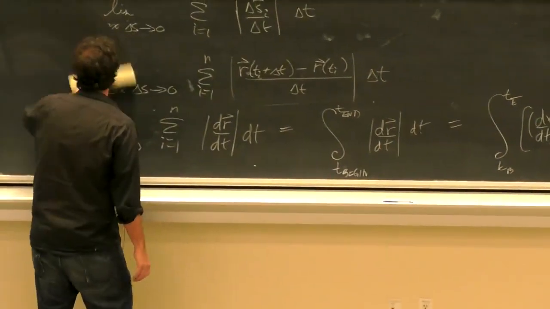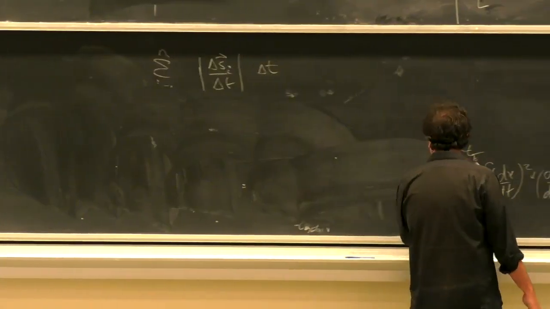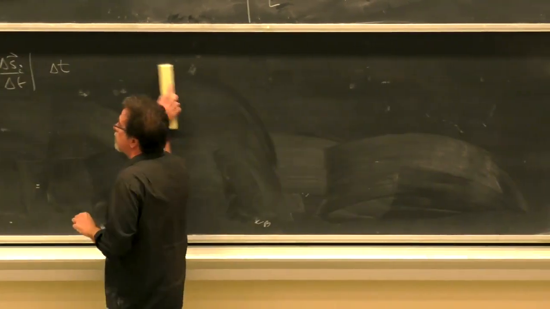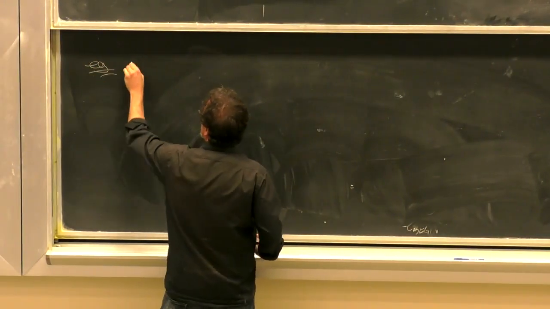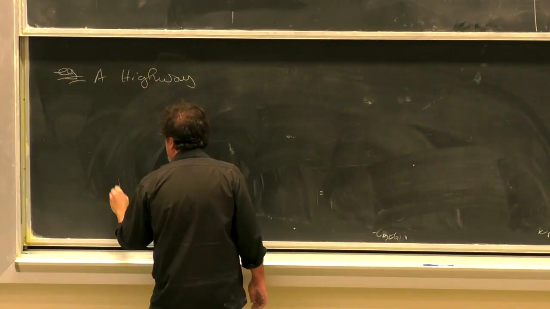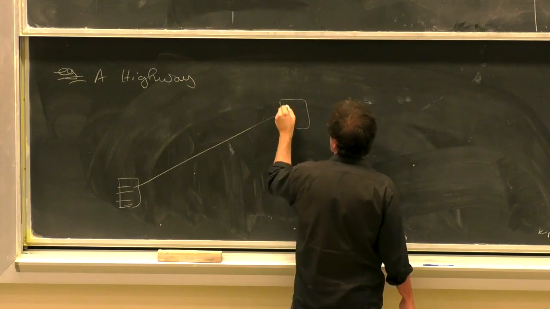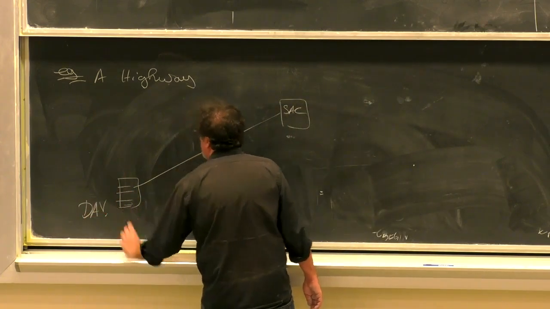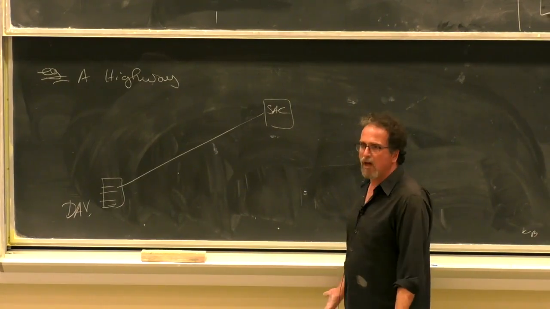So the example I like to use here very often is to think of yourself on a highway. And since I've been living in Davis long enough, I think of myself driving on I-80. So let's say a highway. And here's Davis, and here's Sacramento over here, and that's I-80.